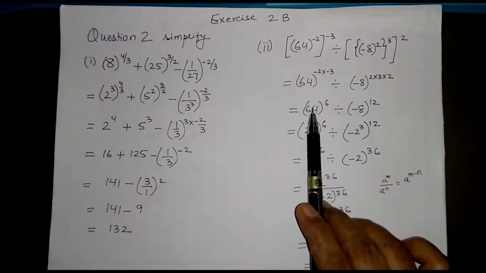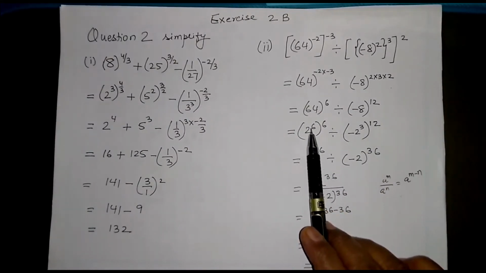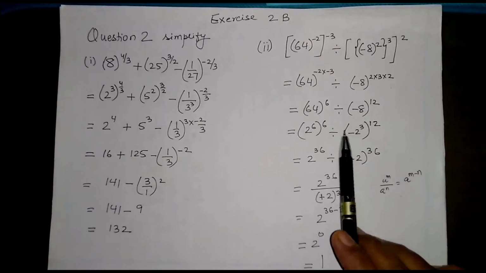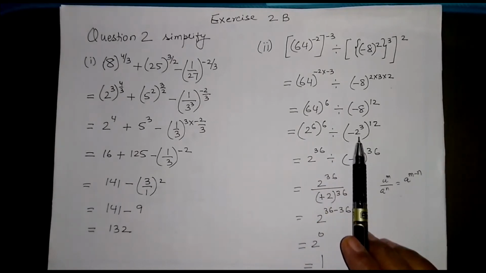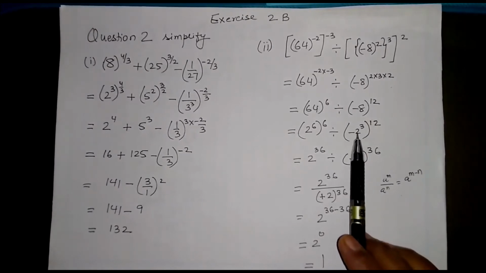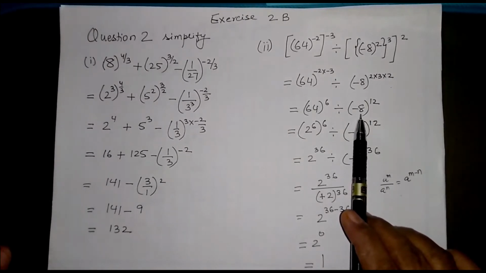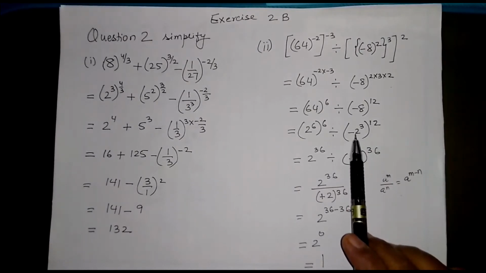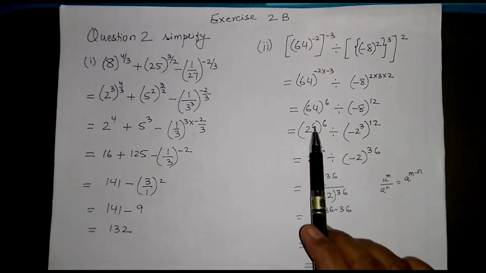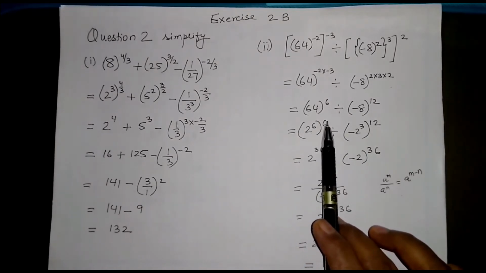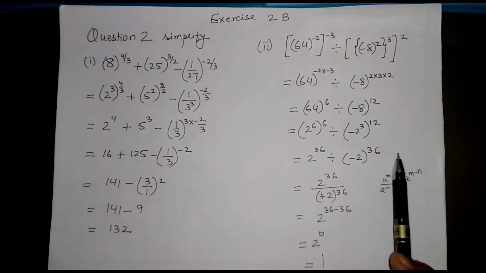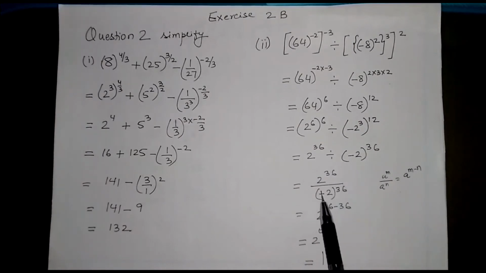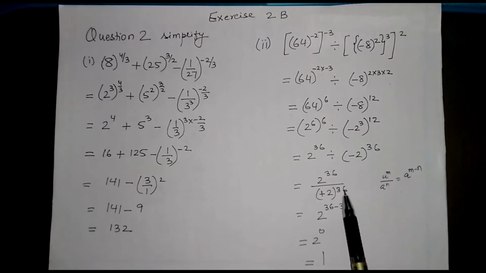Now this 64 we are changing to 2 raised to the power 6, and 8 we are changing to minus 2 raised to 3. We have changed both to the same base 2. But here we have written minus 2 because this power is odd. Whenever we have an odd power, the minus sign will remain. Now we'll multiply these powers. 6 sixes are 36, 12 threes are 36. Now we have got an even power. So now this negative sign will go away and we'll have plus 2 raised to 36.